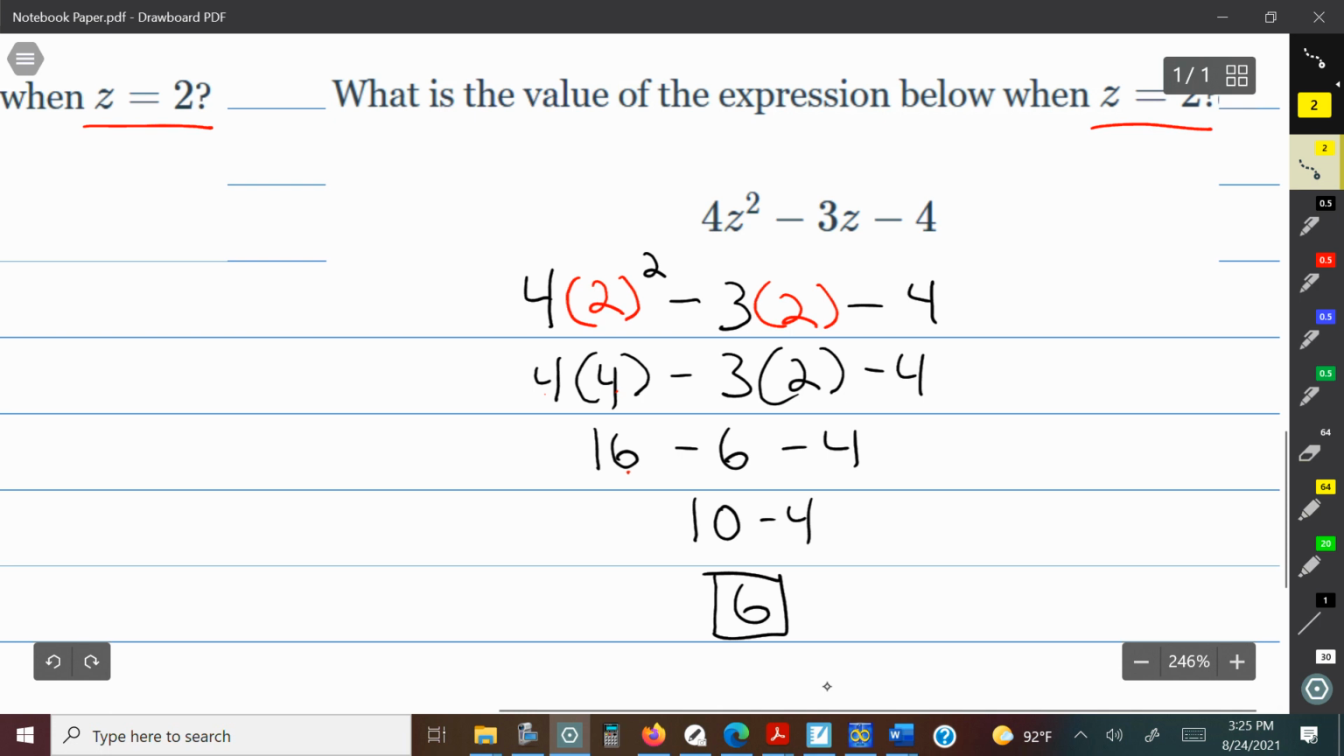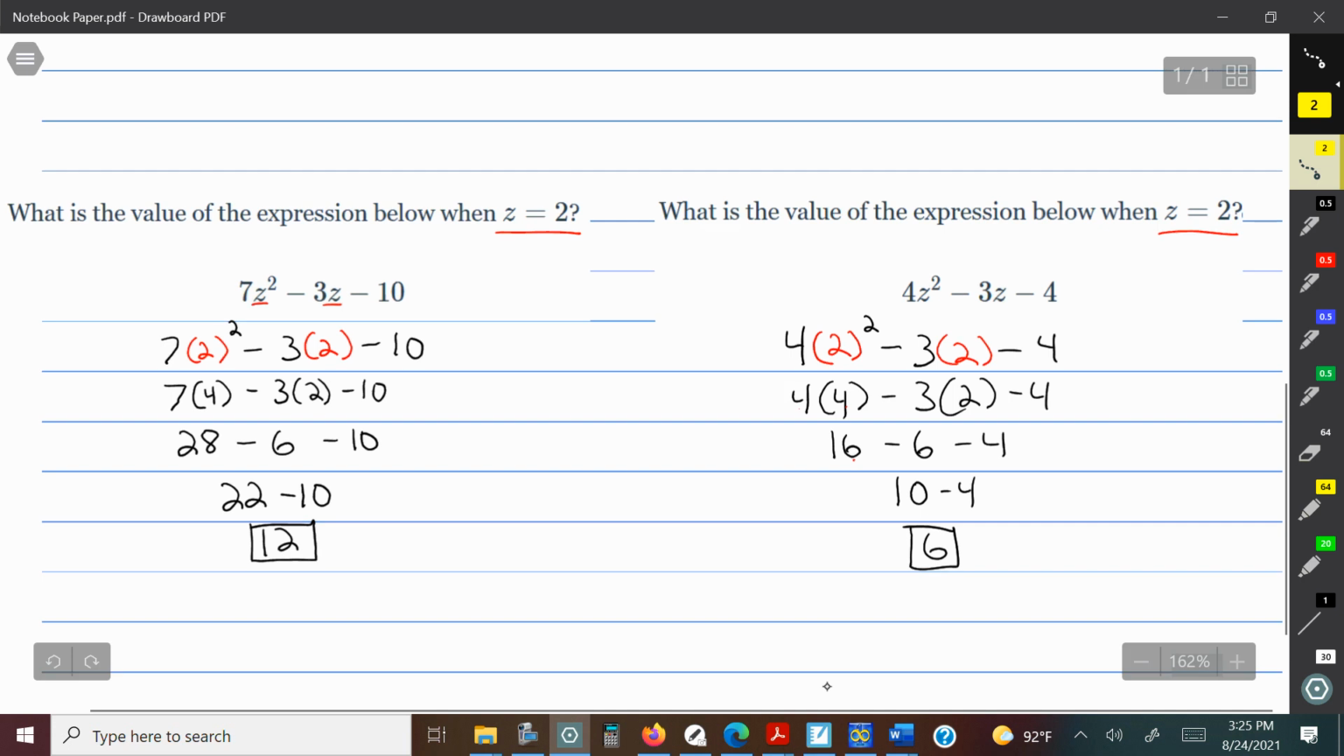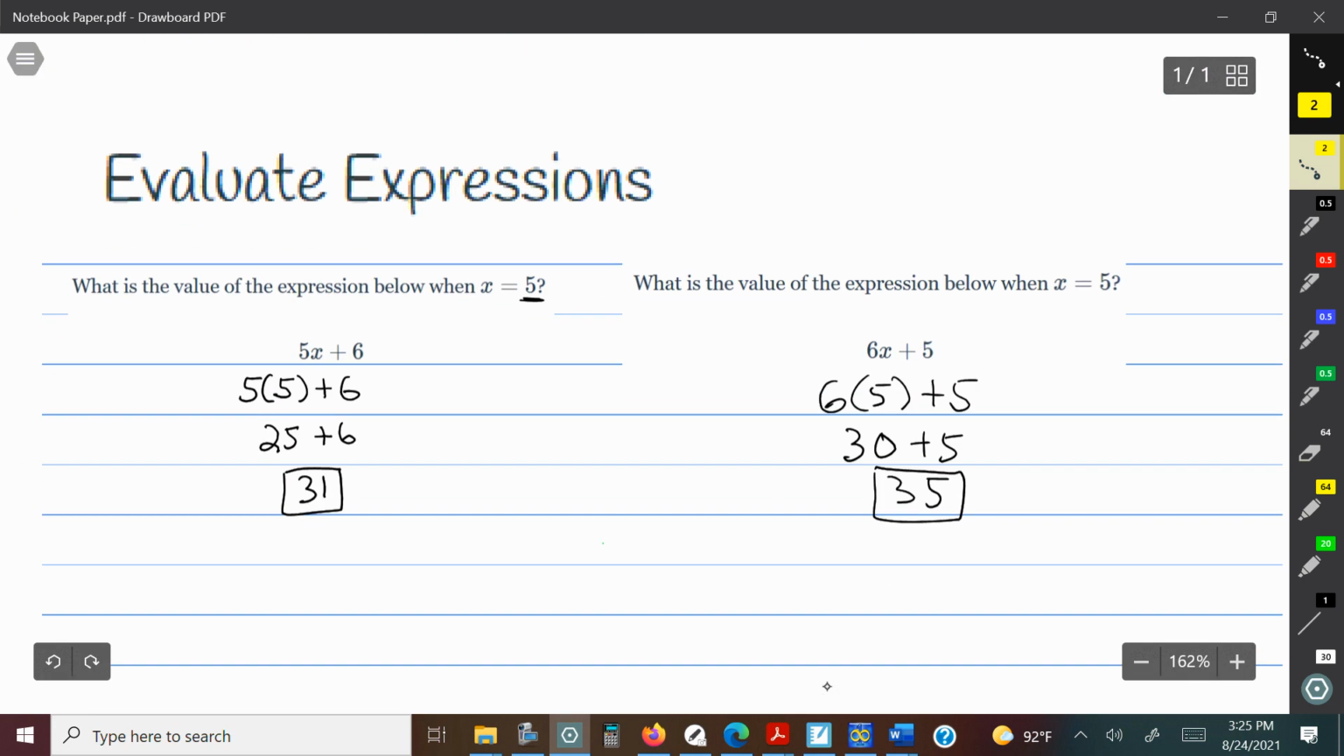3 times 2, which is 6. And this is a negative 3 times a positive 2, which is a negative 6. Then bring down the negative 4. And then 10 minus 6, or you could say 16 plus a negative 6 is 10. Find the difference. And 10 minus 4 is 6. Okay, that's it. That is evaluating expressions.